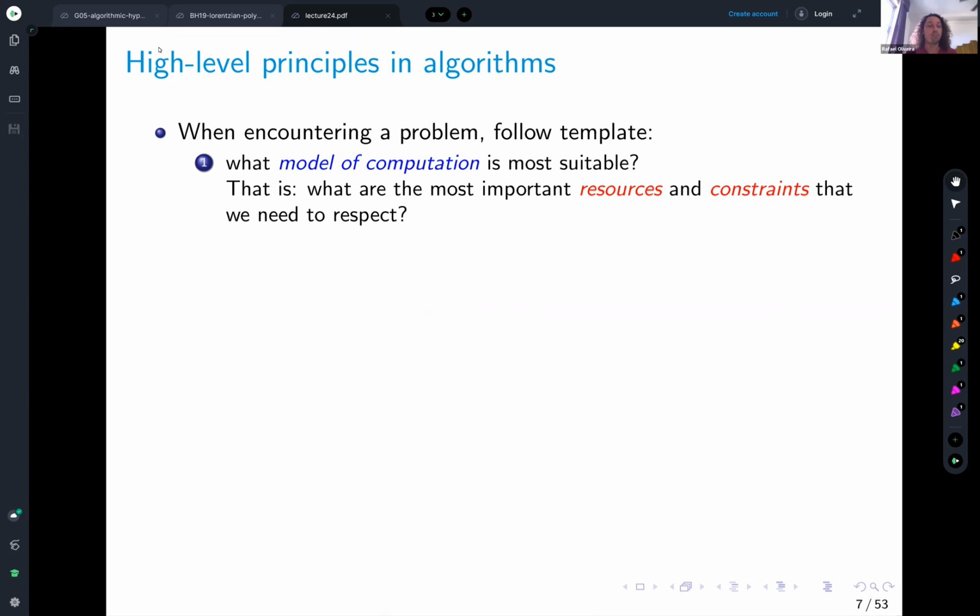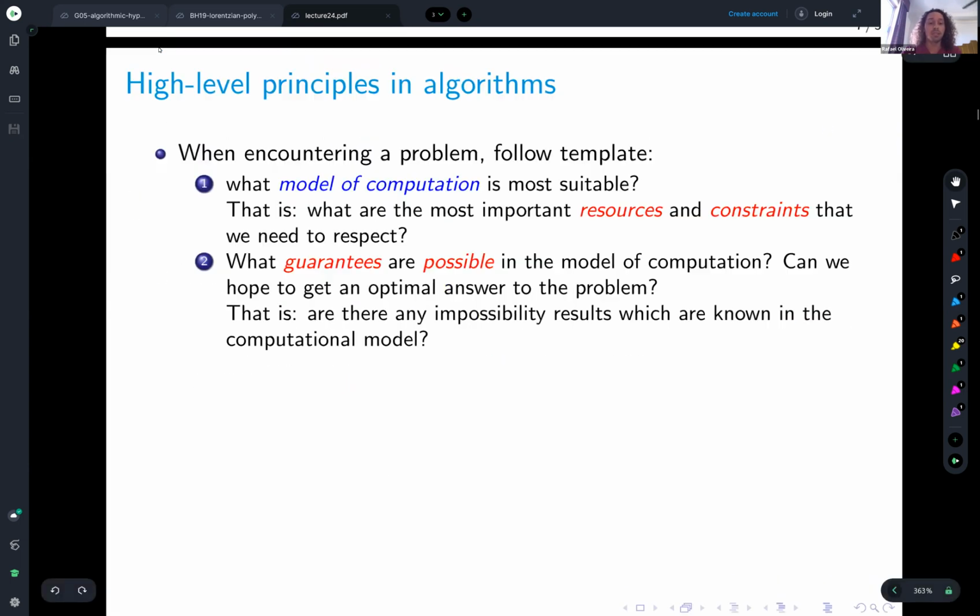So the same problem can actually be applicable in two different models of computation. So you need to keep the model of computation in mind. And what do I mean by which model is most suitable, right? Here we're asking, what are the most important resources and constraints that we need to respect in order to solve the problem, right? So what are the principal constraints that we need in order to solve the problem? And that will pretty much tell you what model of computation is most suitable, right?